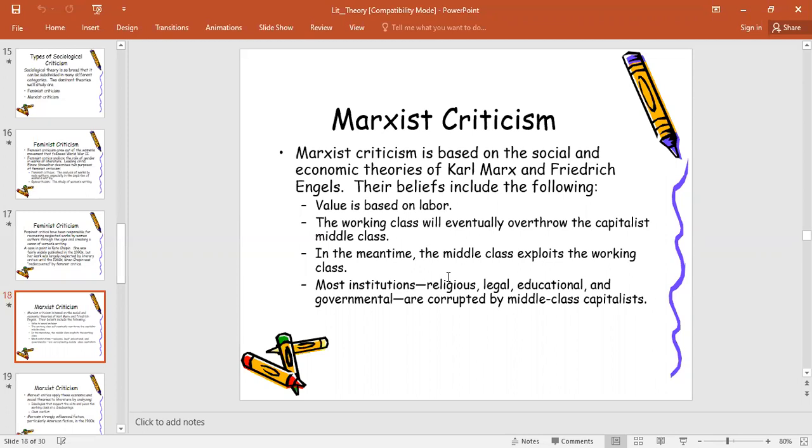The working class will eventually overthrow the capitalist middle class. Labor has always been in the majority, so that's why they are more powerful. Why? Because human power is with them, and they may overthrow capitalists. Why? Because capitalists are few, and they have always been in the minority. In the meantime, the middle class exploits the working class, the labor class.